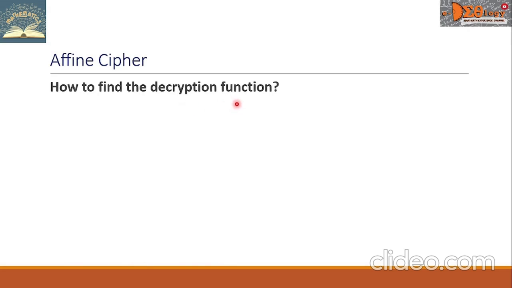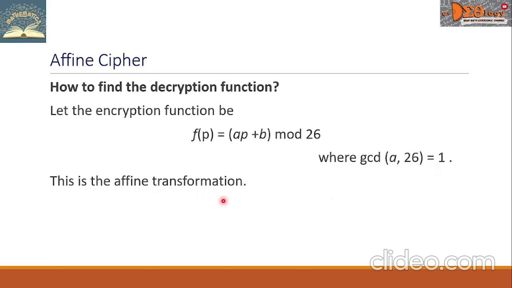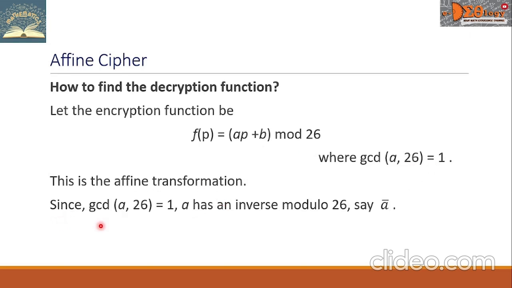How to find the decryption function? Let the encryption function be f(p) = (ap + b) mod 26, where GCD of a and 26 equals 1. This is the affine transformation. Since the GCD of a and 26 is equal to 1, a has an inverse modulo 26, say a bar. That is, a bar times a is congruent to 1 mod 26.